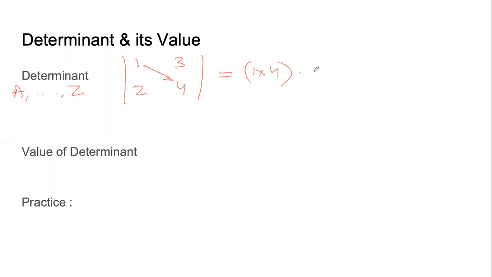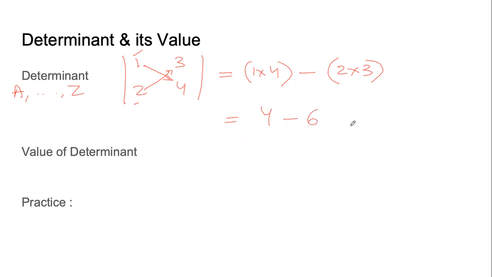Then we have to do a subtraction, and the subtraction will be of 2 multiplied by 3, always from left to right and from top to bottom. So we first took 1, multiplied 1 with 4, then took 2, then multiplied it with 3. 1 into 4 is 4, minus 2 into 3 is 6.